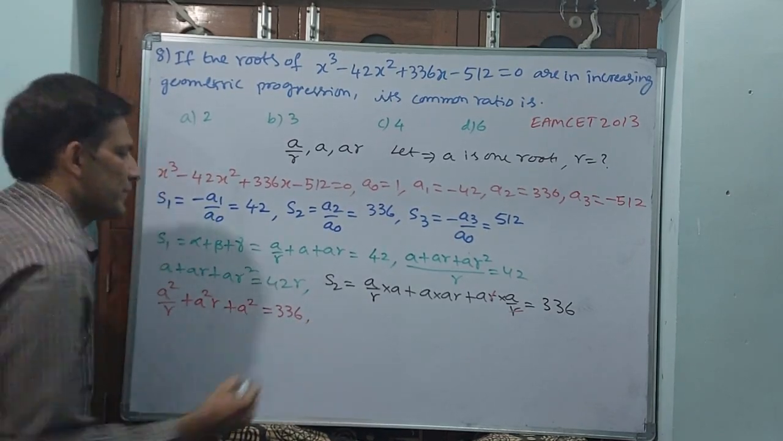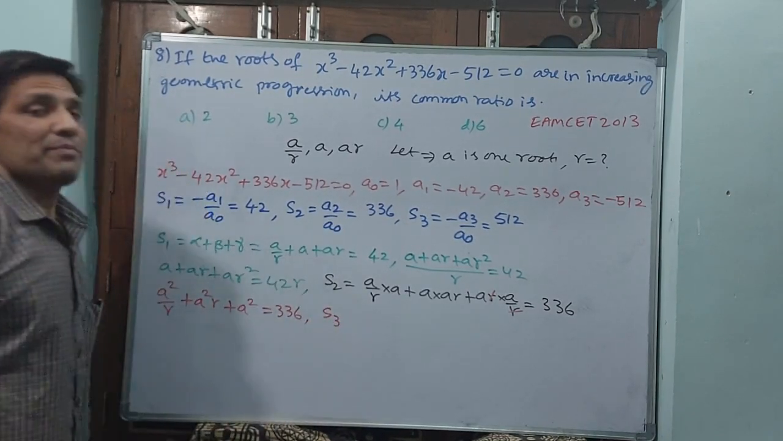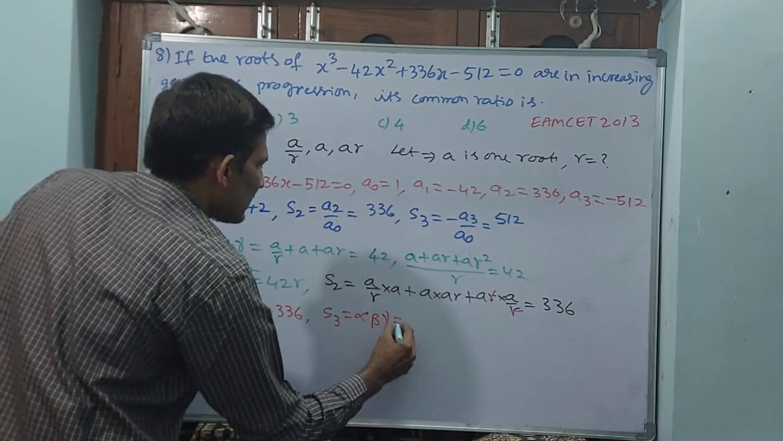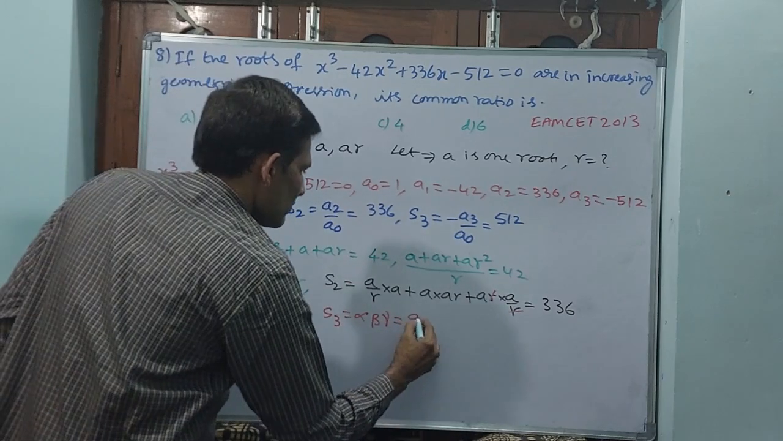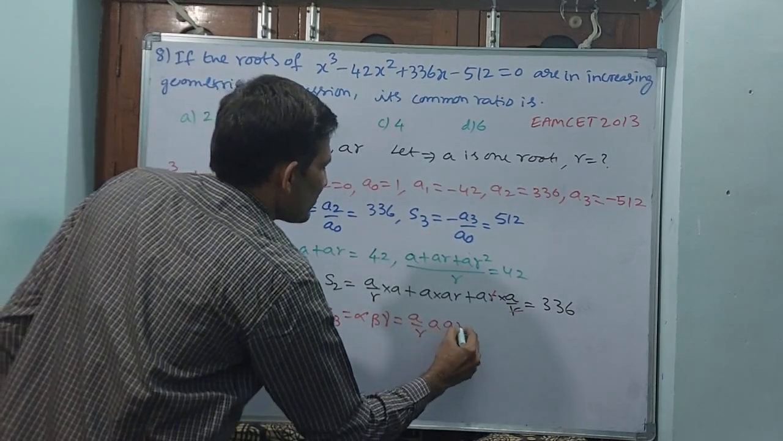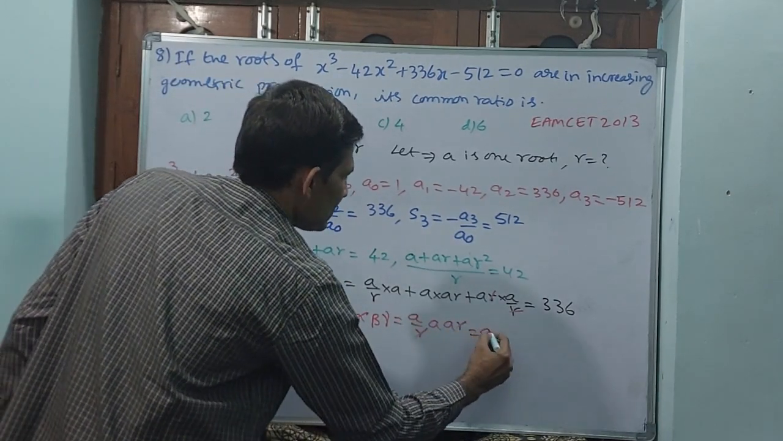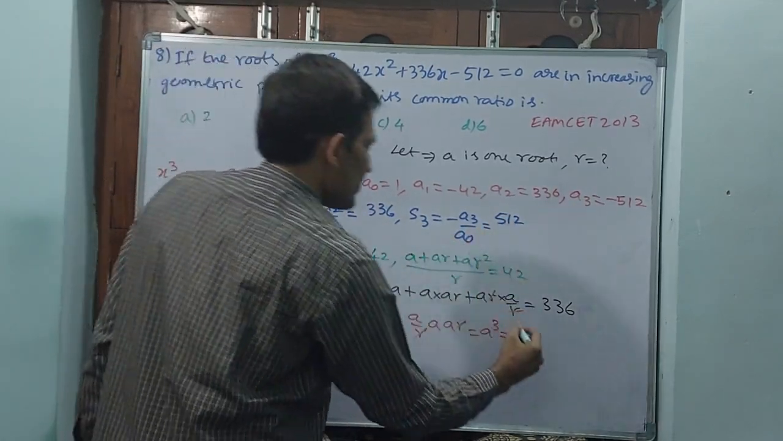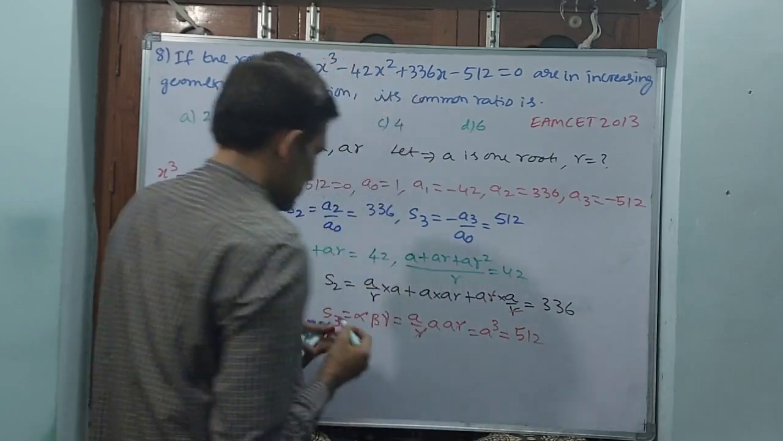You go for S3. S3 is simply alpha into beta into gamma. Alpha, beta, gamma. That is equal to this one. A by R into A into AR. R are going to get cancelled. A cube. But A cube S3 value of what? S3 value is 512. This we would have done first.